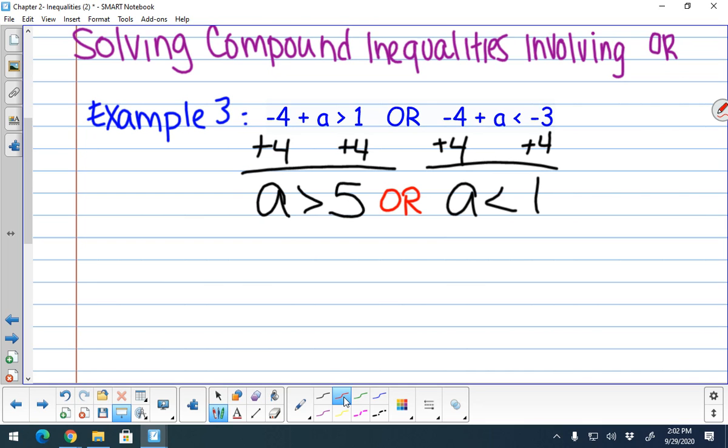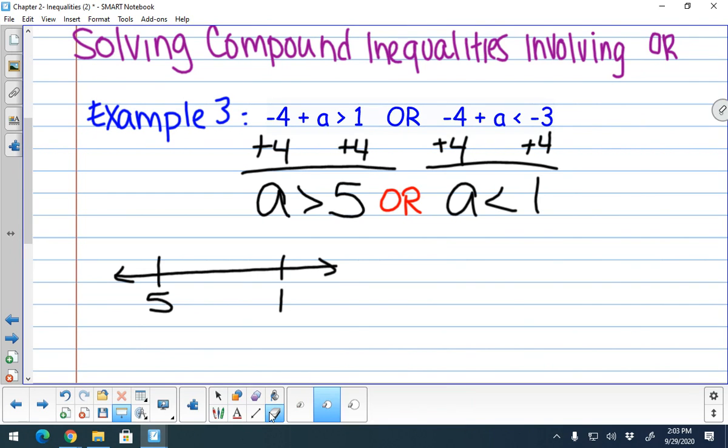All right, let's graph it. What numbers am I using? 5 and 1. Is that correct? No. Okay. Bigger than 1. You have to pay attention to this. I cannot write my number line like that. You need to write the 1 is smaller than the 5.